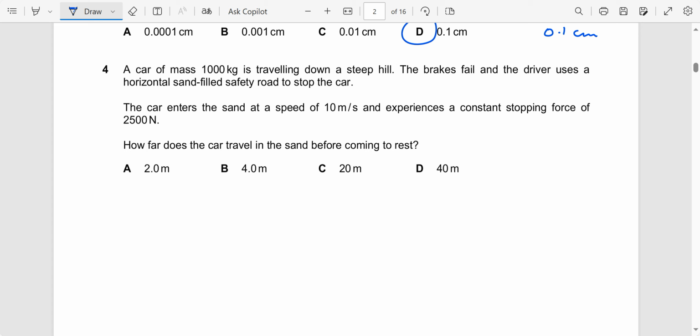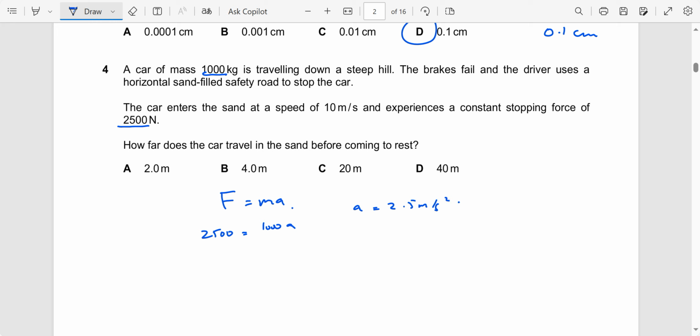A car of mass 1000 kg is traveling down a steep hill. The brake fails. The driver uses a horizontal sand-filled safety road to stop the car. The car enters the sand at a speed of 10 meter per second, experiences a constant stopping force of 2500 Newton. How far does the car travel in the sand before it comes to rest? First of all, we've been given a force and a mass, so we're going to find acceleration first. F equals ma, so 2500 equals 1000 times a, so a will be 2.5 meter per second squared.